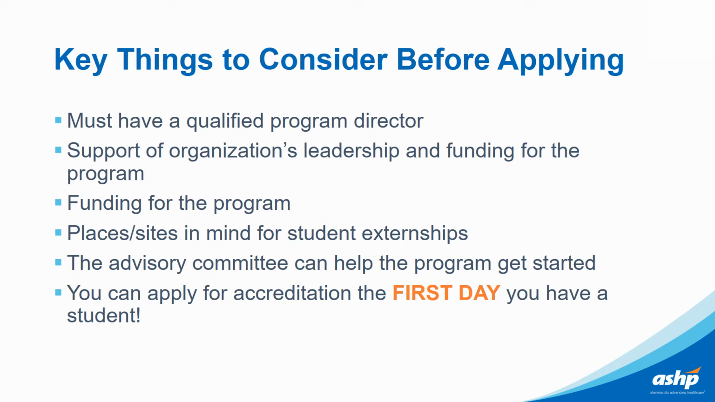At this point, the advisory committee should also be formed, and this group can help the program get started. The advisory committee should be comprised of a diverse group of stakeholders. Additional information about the composition and operationalization of the advisory committee is available in another informational webinar. And lastly, you can apply for accreditation the first day that you have a student. Accreditation, once awarded, is retrospective to the day that you first applied. This is relevant because if you apply on the day you first have a student, when you later earn accreditation, that student will have been attending an accredited program since day one.